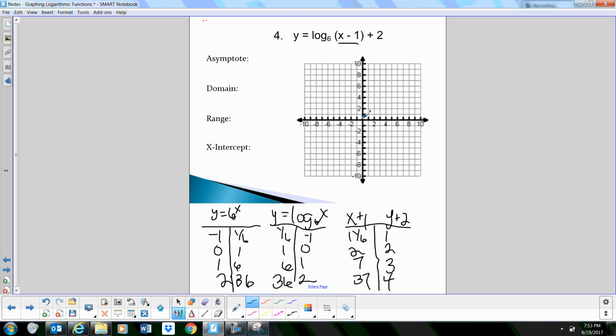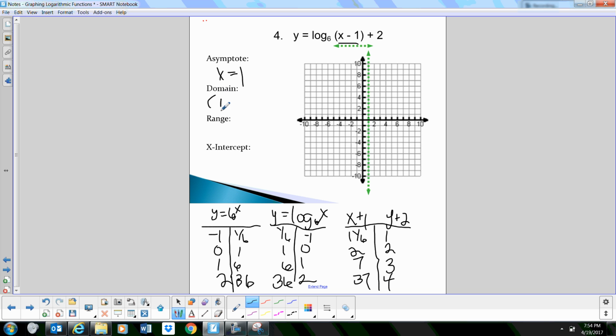Okay, so now let's plot these. Okay, first thing we need to do is throw in our asymptote. Our asymptote is where this is 0. So let's see, our asymptote is x equals +1. So let me go back and grab that line one more time. Let's throw in our asymptote. There we go. Okay, now our domain.